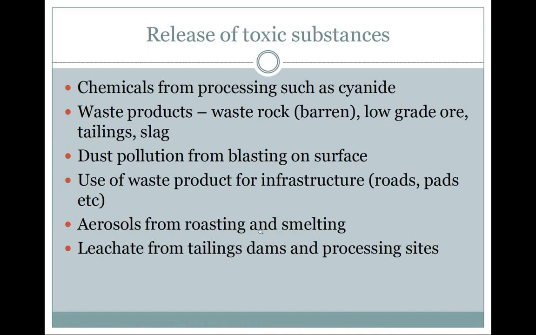So what sort of toxic substances are we talking about? We might have chemicals such as cyanide or other chemical reagents to liberate ore. We get waste products, so waste rock is barren, it's low grade. We might get tailings, which are concentrated, so sometimes they might have heavy metal content in them that could be liberated by water. We also might get slag if we were smelting on site.